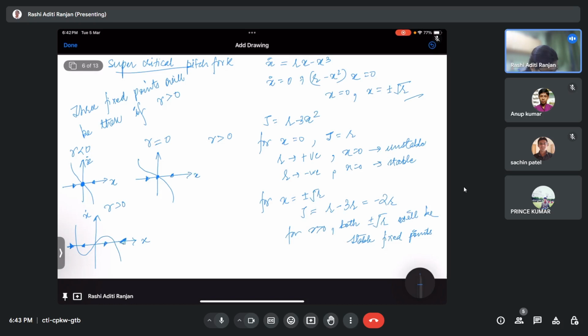You'll see that both the arrows are actually diverging from 0. So this becomes an unstable equilibrium state, and your plus under root r and minus under root r are going to be your stable fixed points now. Okay, and you have also seen this through the use of Jacobian.